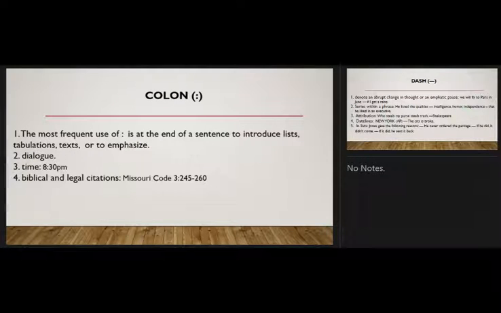Then the next one is the colon. The most frequent use of the colon is at the end of a sentence to introduce lists, tabulations, or text, or to emphasize something. Second, it's also used in dialogue. Third, it can also be used in time, like 8:30 p.m. Fourth, it's sometimes used in biblical and legal citations, like Missouri Code 3:245-260.